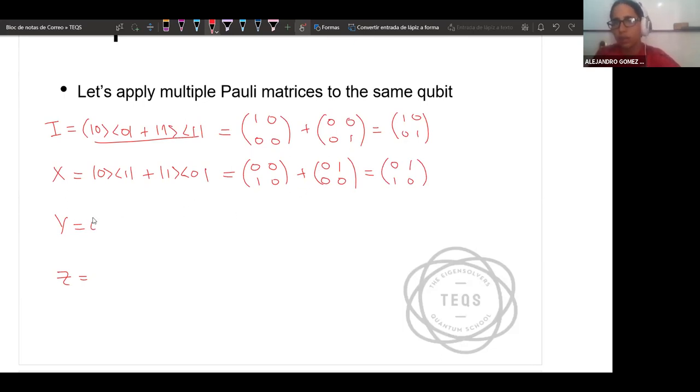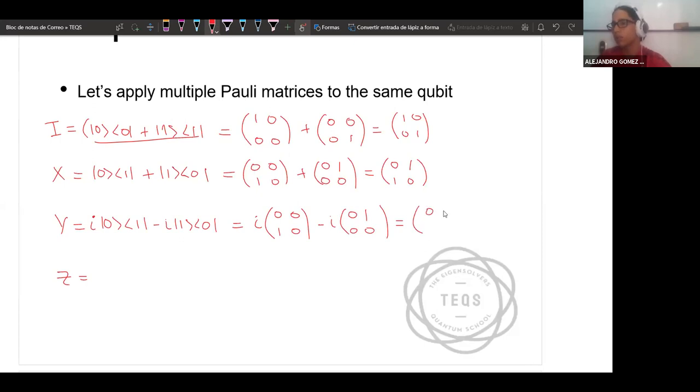Okay, we can do it with Y, which is i ket 0 bra 1 minus i ket 1 bra 0. So we're going to get i times 0, 0, 1, 0 minus i times 0, 1, 0, 0. So we get 0, minus i, i, 0. So this is the matrix representation of the Y gate.